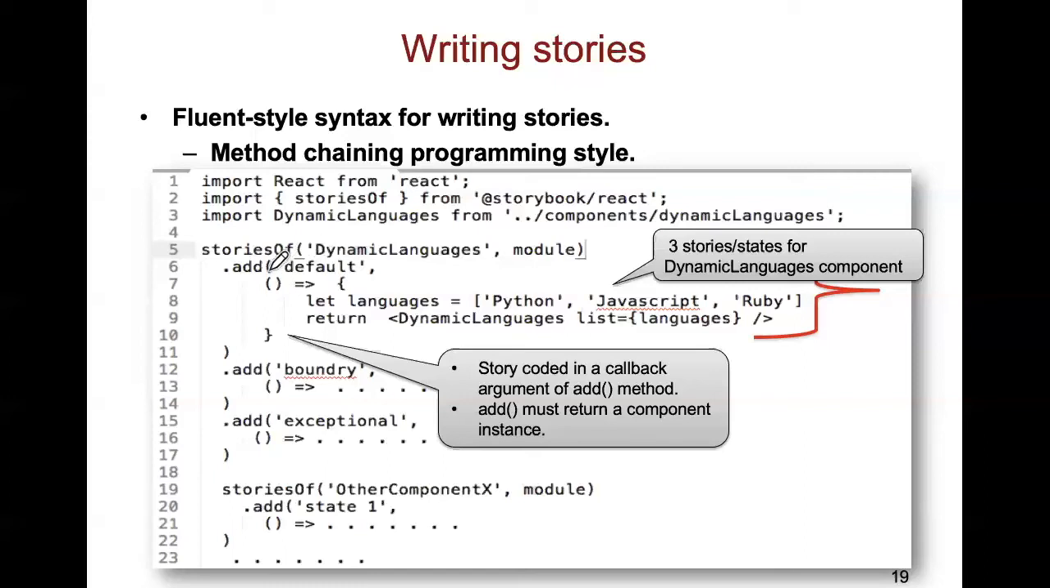The second argument is an arrow function or any kind of form of JavaScript function. Now this function can have any logic you want in it. It doesn't tend to have a whole lot though, other than maybe declaring some data that you want to pass into the component. But critically, the arrow function must return an instance of the component that the story relates to.